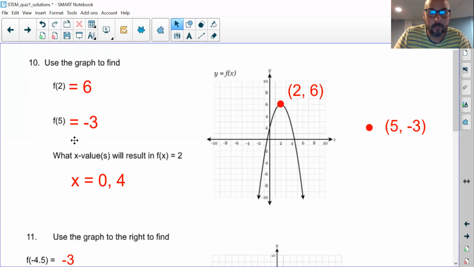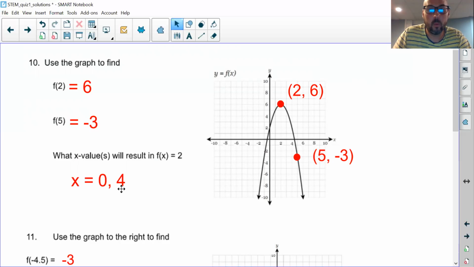What about f of 5? Well, when x is 5, the graph is down here at -3. So the result is -3. F of 5 equals -3. Under what conditions, what x value will the graph equal 2? Well, here's when the graph equals 2. Once here and once here. So I've got 2 answers. Once here when x equals 0, and once here when x equals 4. So 2 answers, 0 and 4.